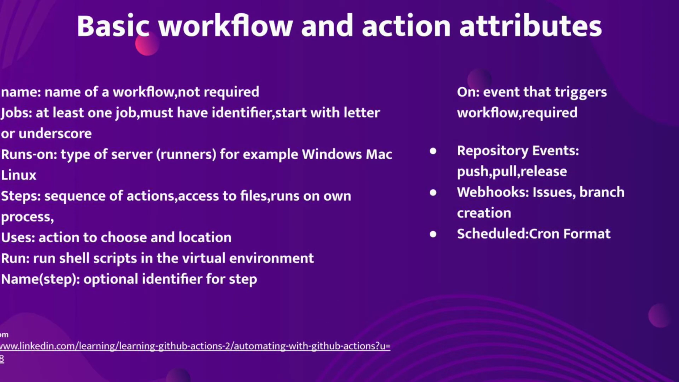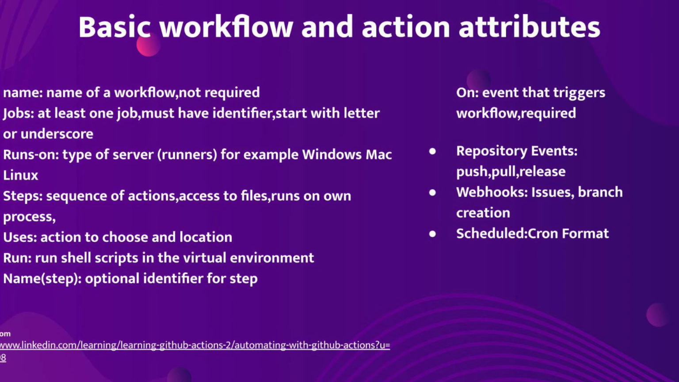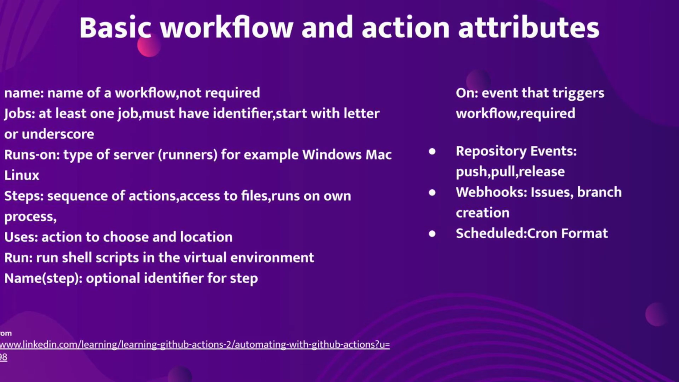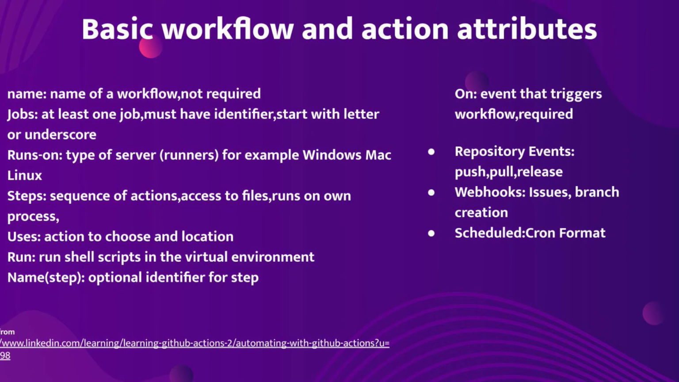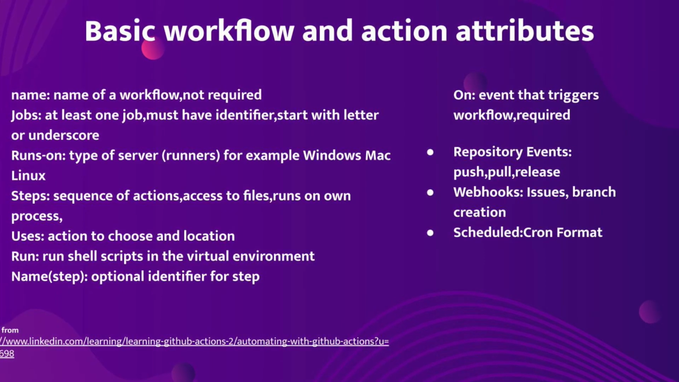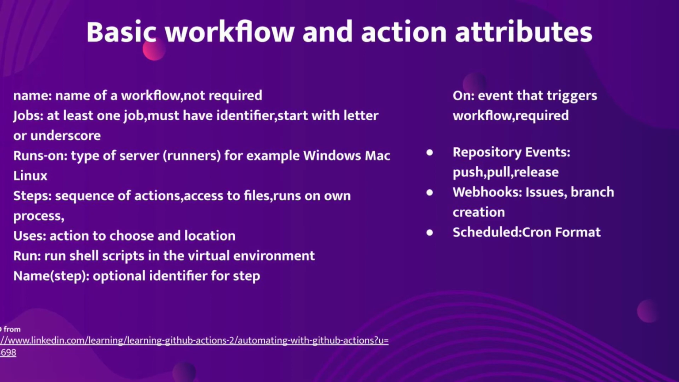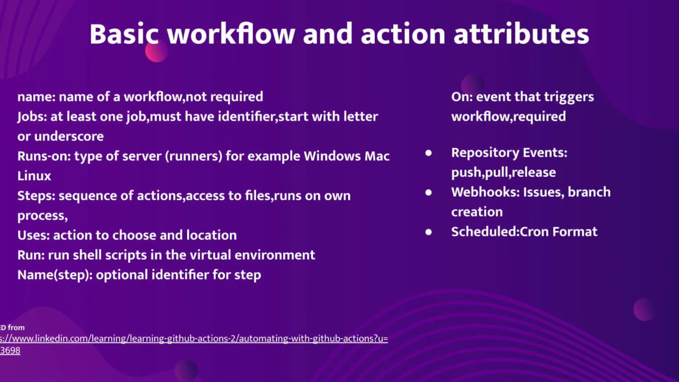Let's have a look at the workflow and action attributes. The name attribute indicates the name of a workflow. It is not required, but you should have one. The on keyword is the event that triggers the workflow. It is definitely required. An event can be a repo event, for example push or pull. Also, events could be webhooks for branch creation. Additionally, an event can be scheduled, but you have to use the cron format.